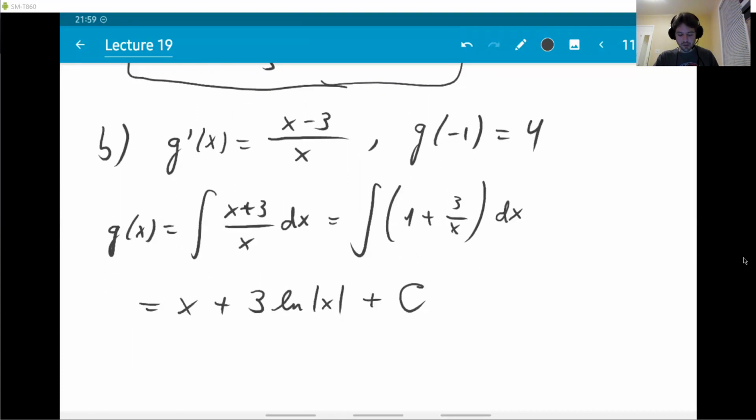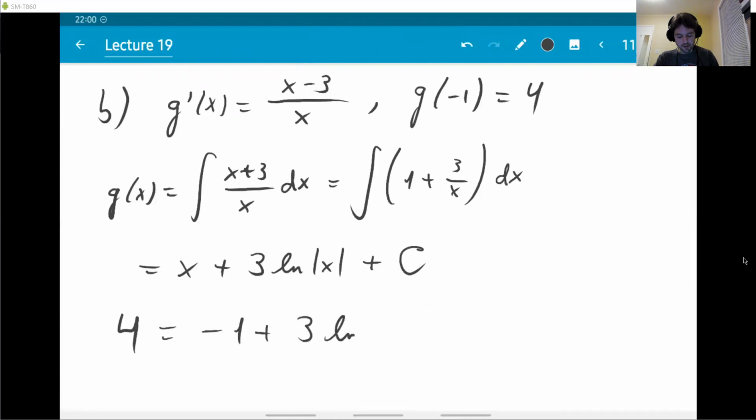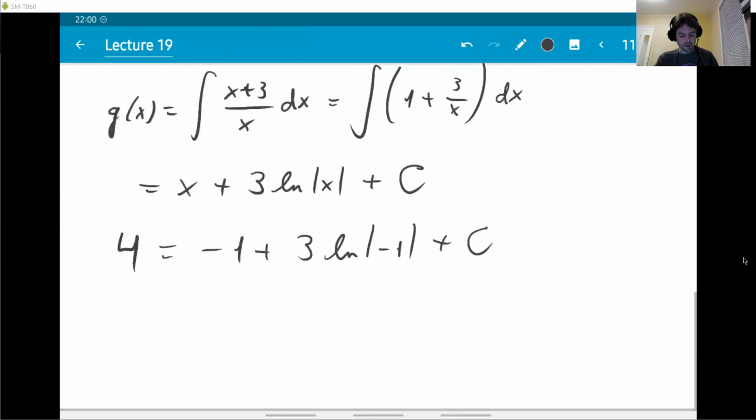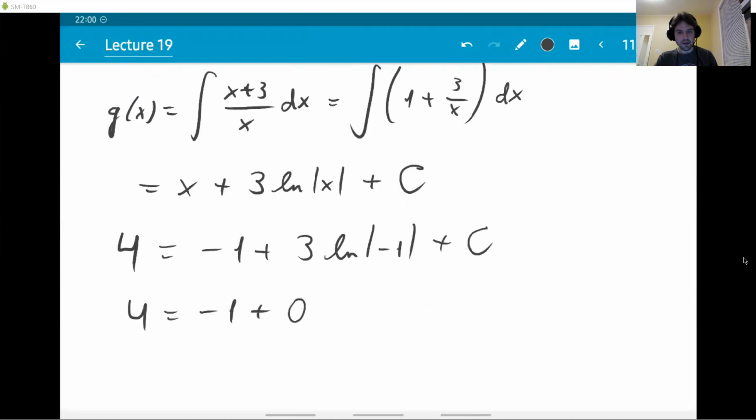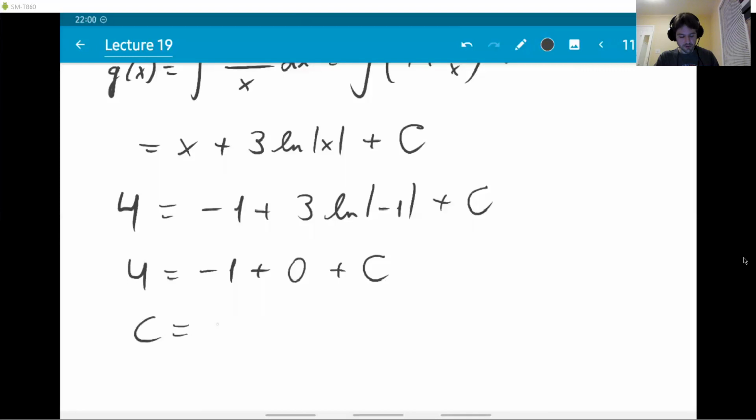Now, how do we find the plus c? We use the initial condition. G of minus 1 is 4. So 4 is the value of the function when x is minus 1. This is now an equation for c. Let's solve this. 4 is minus 1 plus, well, 0. Absolute value of minus 1 is 1, and ln of 1 is 0. Plus c. So c is 5.